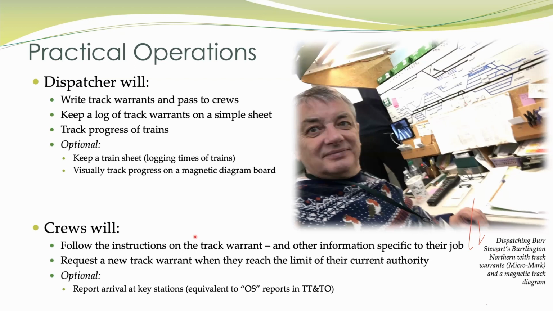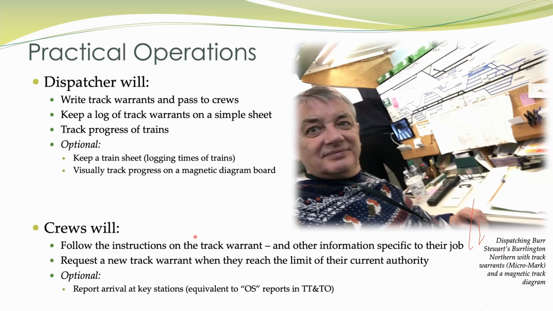They just follow the instructions on the track warrant and any other information specific to their job, like at such and such a station, switch these industries, and they'll have their switch list or the cars to actually take with them. That's all they need to do. And when they reach the limit of the authority you've given them, say from Delta to Paradise, when they get to Paradise, they have no more authority. Let's go around and talk to the dispatcher and get another track warrant for what I want to do next. And it's as simple as that.